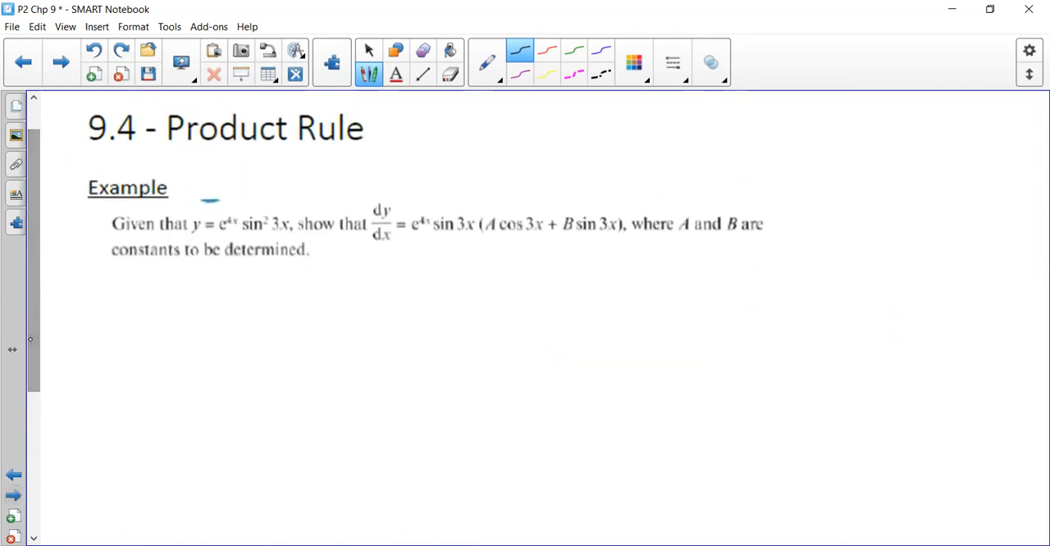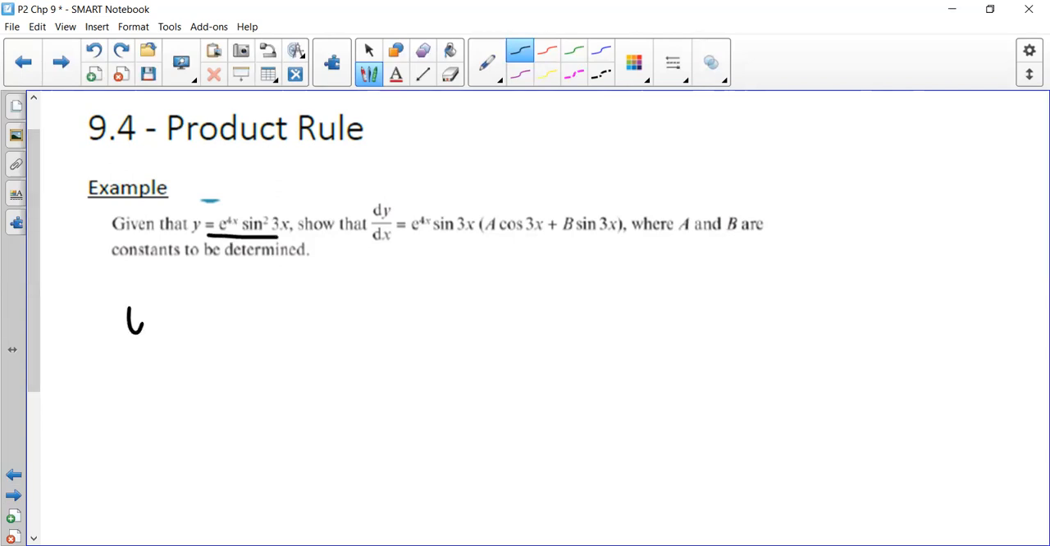Right. So next example in here, given that y equals e to the power 4x sine squared 3x, show that dy by dx equals that, where a and b are constants to be determined. We need to find dy by dx, so differentiate. To differentiate, we see a product, so product rule. Okay, so we apply product rule.